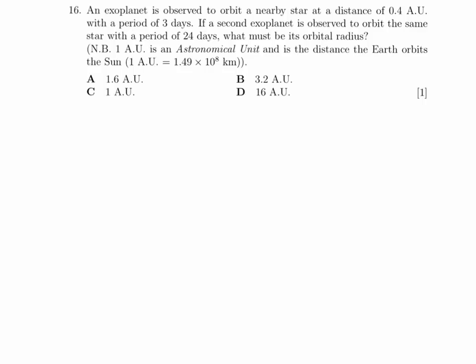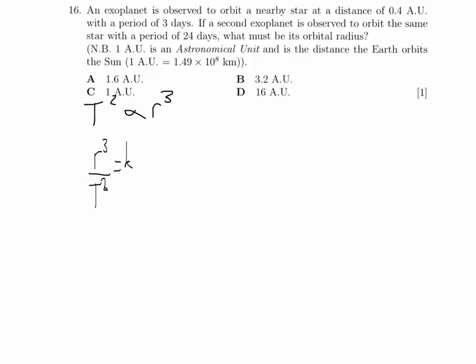So another astronomy question here, and for this one we need to use Kepler's third law of planetary motion, which is that the time period squared is proportional to the distance from the Sun cubed. So that means that the distance to the Sun cubed divided by the time period squared gives us a constant. And that will be the same constant for all the different planets that we're looking at in this question.